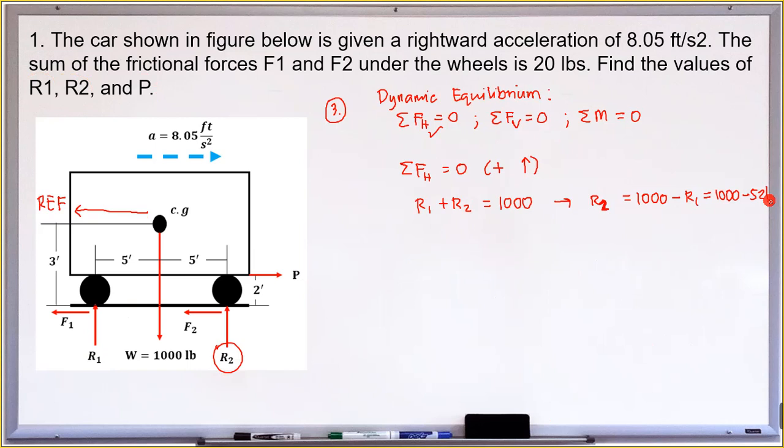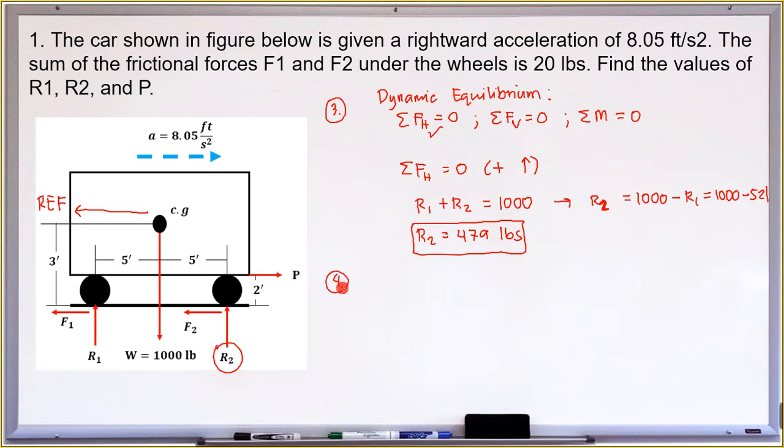Okay, so 1,000 minus 521, and that is equal to 479. Okay, so therefore R2 equals 479 pounds.